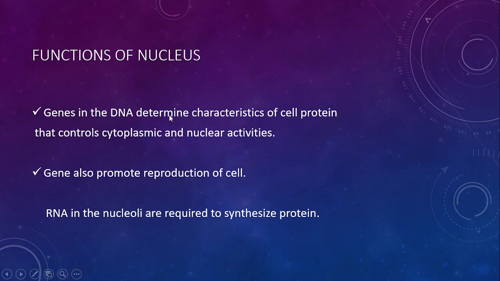The genes in the DNA determine the characteristics of cell proteins, and then control cytoplasmic and nuclear activities. Genes also promote reproduction of the cell. RNA is required to synthesize protein. All of these vital decisions are made in the nucleus. That's why the nucleus is called the center of the cell.